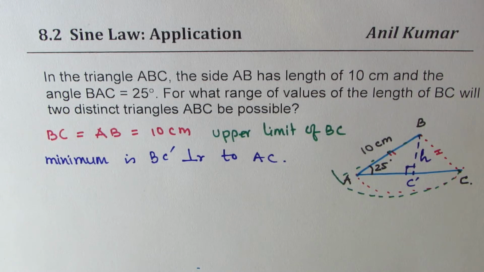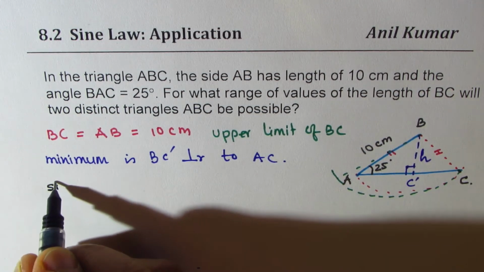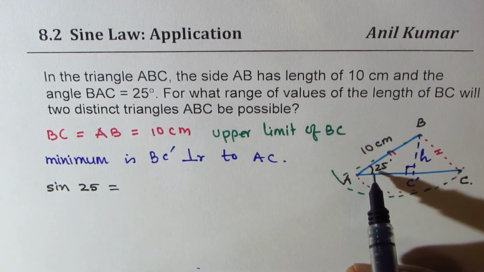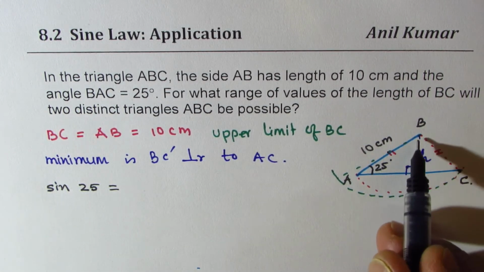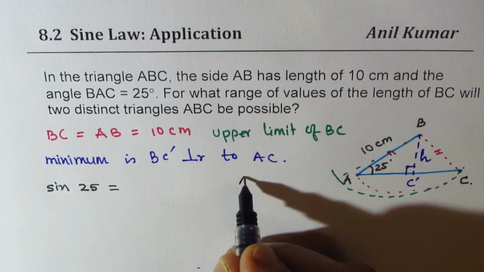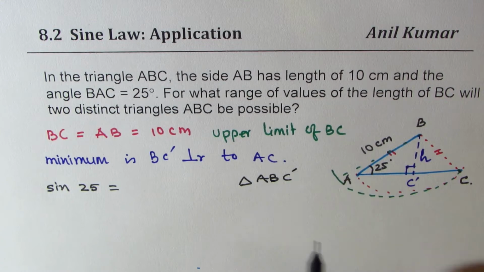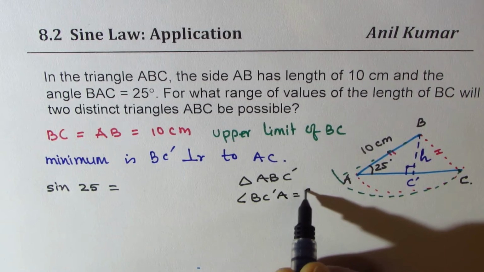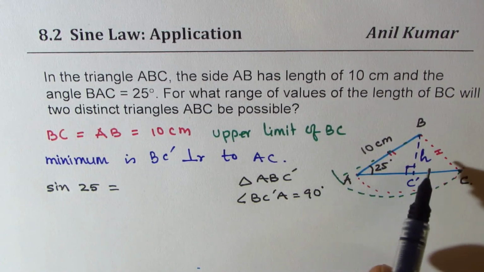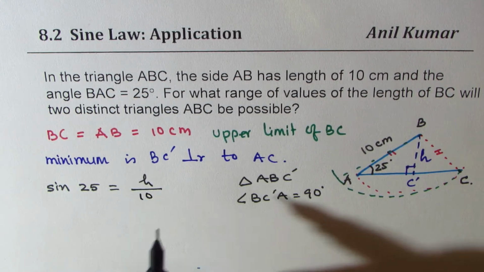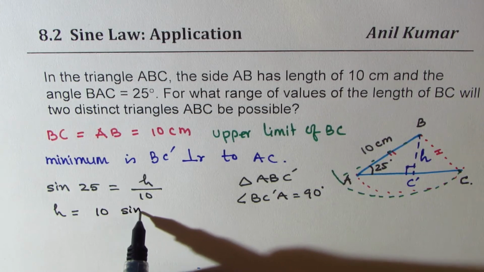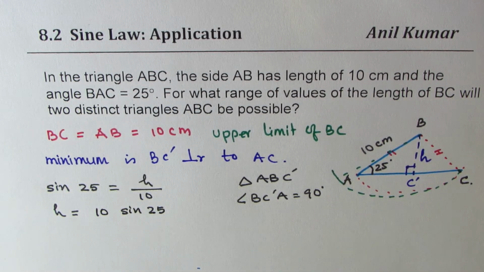Now, using sine ratio, we can find this height. Sine of 25 is equal to height over hypotenuse. If you look into triangle ABC dash, where the angle BC dash A equals 90 degrees, in that case, sine of 25 is equal to h over 10. So height h is equal to 10 times sine of 25. Correct? Let's calculate this value.